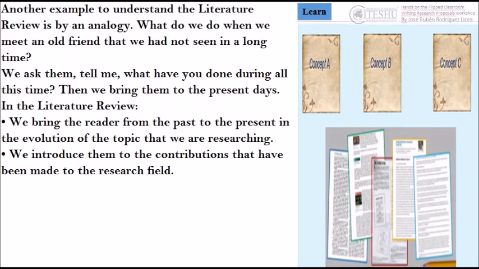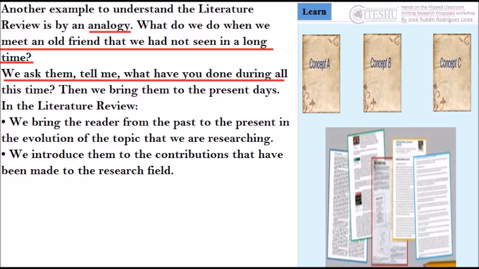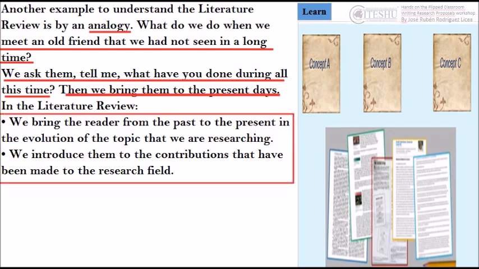Another example to understand the literature review is by an analogy. What do we do when we meet an old friend that we had not seen in a long time? We ask them, "Tell me, what have you done during all this time?" Then we bring them to the present days. In the literature review, we bring the reader from the past to the present and the evolution of the topic that we are researching. We introduce them to the contributions that have been made to the research field.